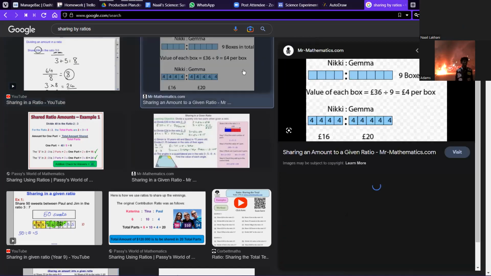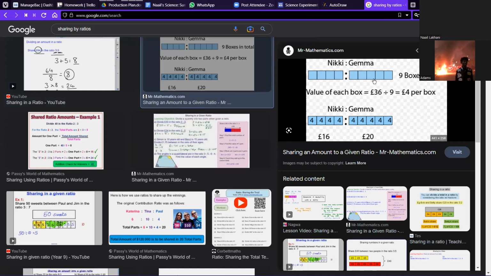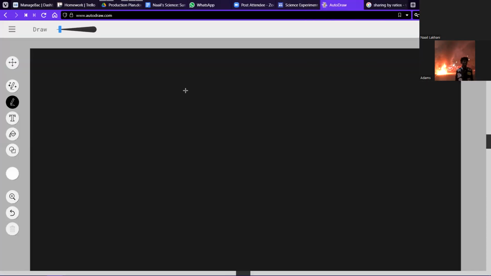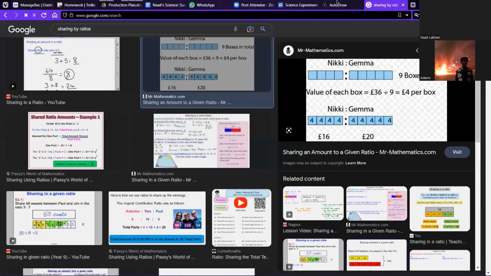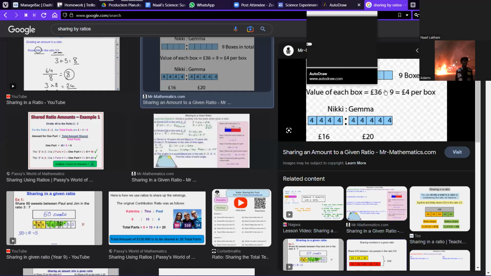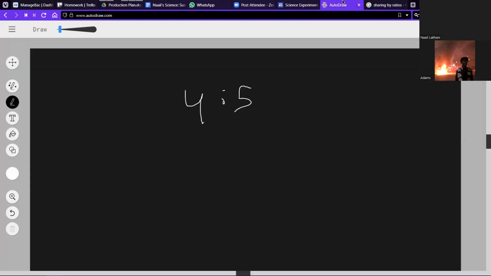Another example. Okay, share 36 in the ratio of 4 to 5. So now we have a ratio of 4 to 5 and we're dividing 36. Okay, that's simple. So first you add up 4 and 5. That's the first step. You add them up. Okay, that'll give you 9.